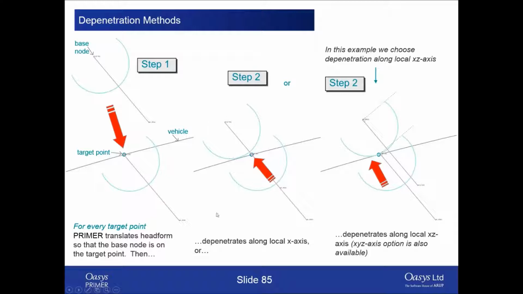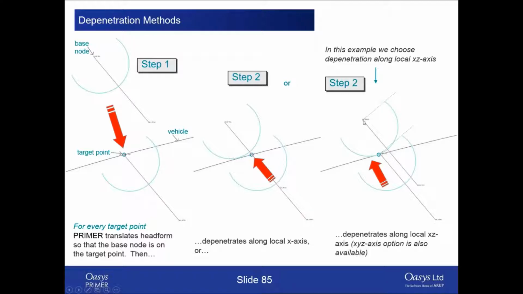So in step 2 here in the middle, this is when we're depenetrating just along the local x-axis. You can see it's moving back along the local x-axis, and then as soon as it's depenetrated, that's it positioned. In that case, you can see the initial contact point is further forward than the target point.